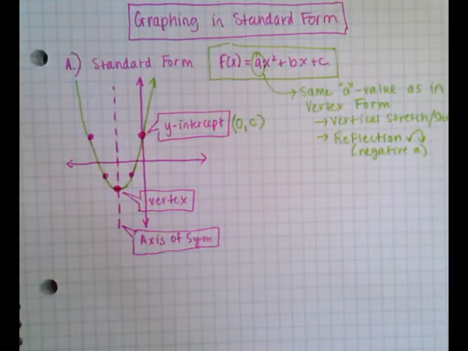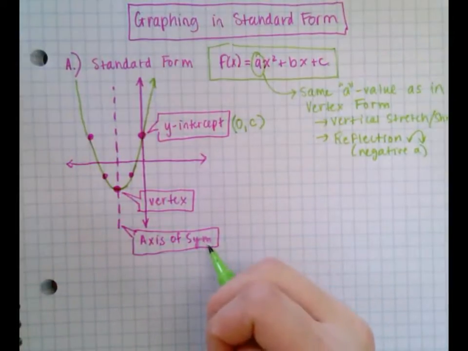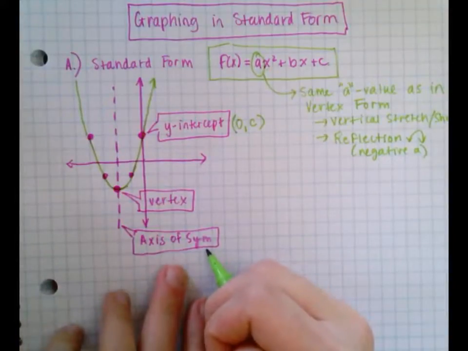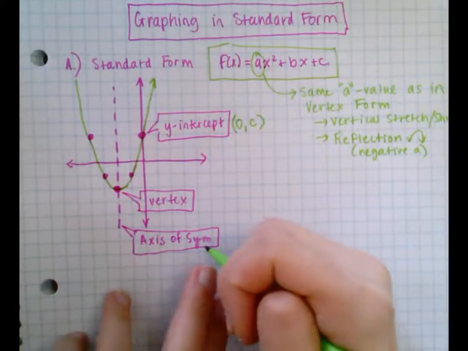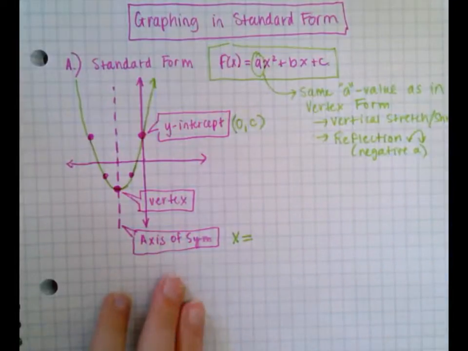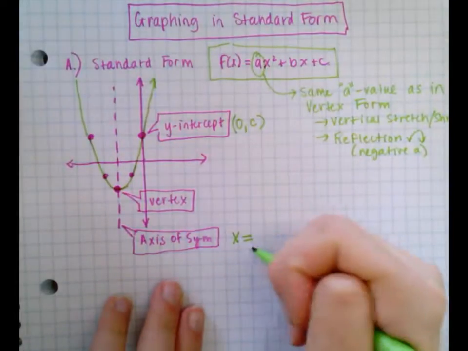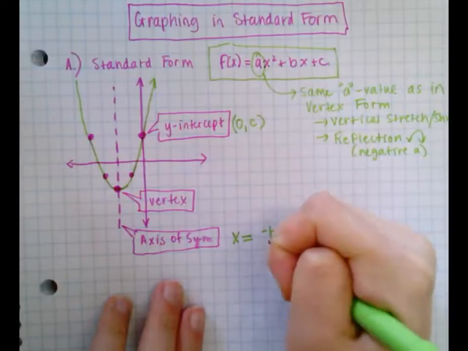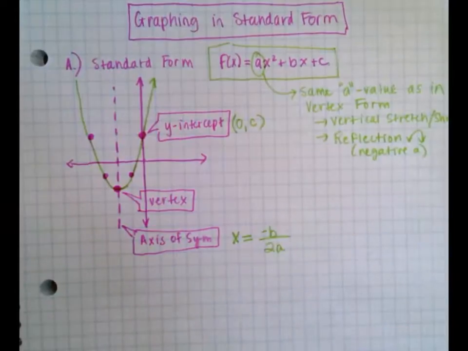Okay, now the next thing I'm going to introduce to you is not something you've seen before in this class. You may remember it from Algebra 1, but there's a formula to derive the axis of symmetry, and this is a formula that you will need to memorize. It will always be x equals negative b over 2a.